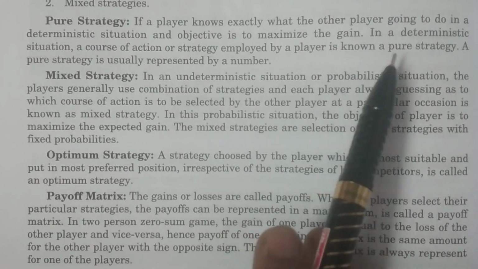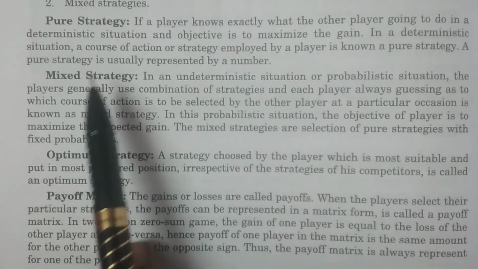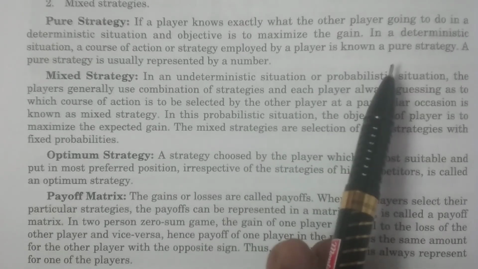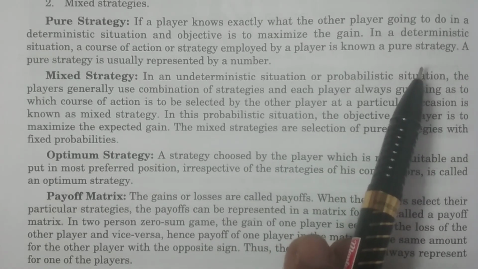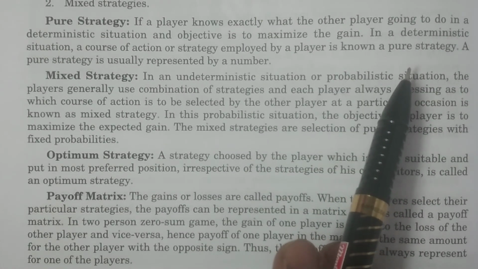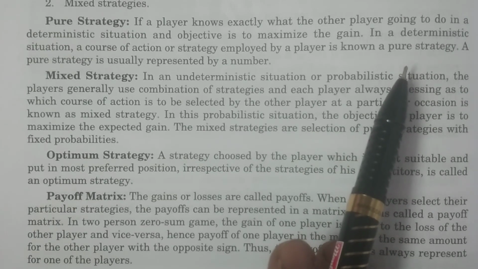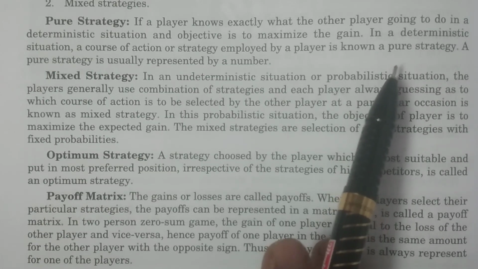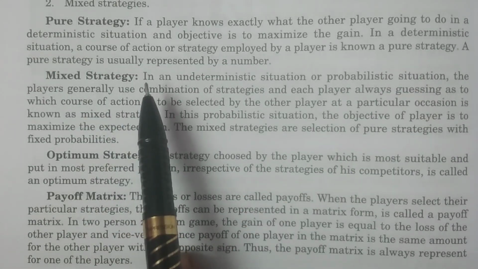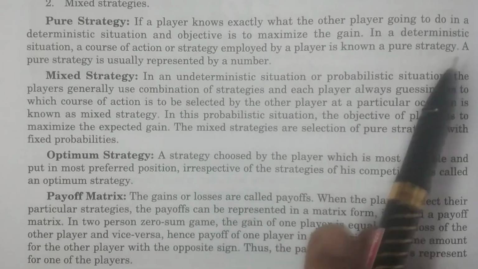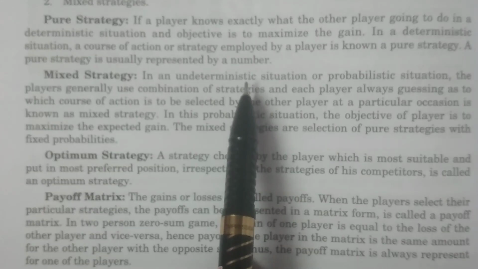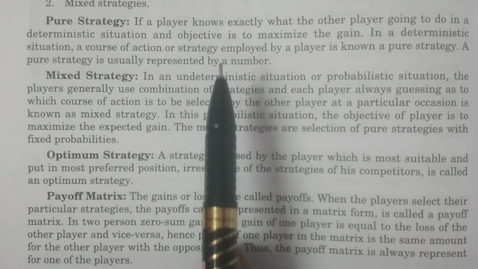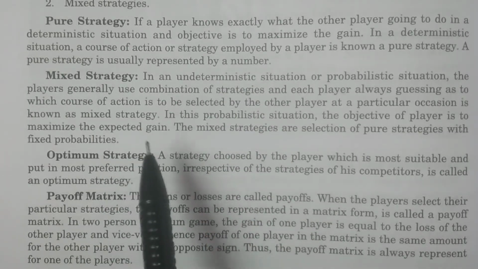In a deterministic situation, a course of action or a strategy employed by a player is known as a pure strategy. Whichever particular strategy a player uses, such a strategy is known as pure strategy in a deterministic situation. The pure strategy is usually represented by a number, purely a number, right? So, these are called pure strategies. Now, coming to the mixed strategies.